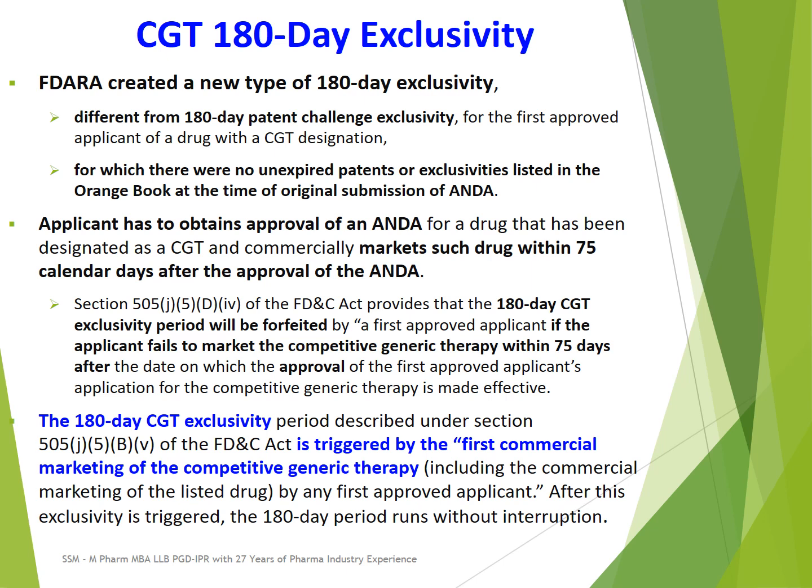So this 180-day exclusivity is granted for a product if it has been designated as CGT because of inadequate generic competition and that product has no unexpired patent or exclusivity listed in the Orange Book. After getting the CGT designation, the applicant has to obtain the approval of ANDA or generic application, and he has to market the generic product within 75 days of approval of generic application. And if he fails to market the drug within 75 days of approval, then this 180-day CGT exclusivity will be forfeited.